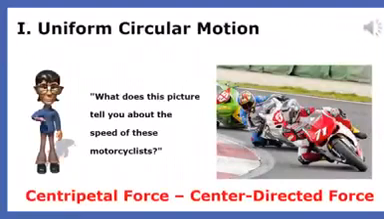Take a look at these motorcyclists. You can tell they are traveling at a tremendous speed. The greater the speed, the larger the center-directed or centripetal force needed to move in a circle. The centripetal force comes from the friction between the tires and the road. They lean in this way to counteract the torque produced by the centripetal force. Don't worry about understanding torque right now.